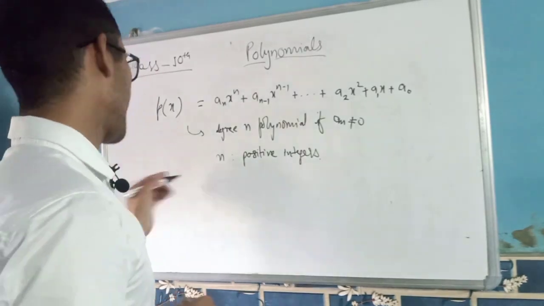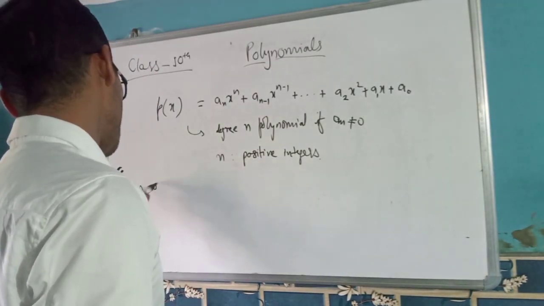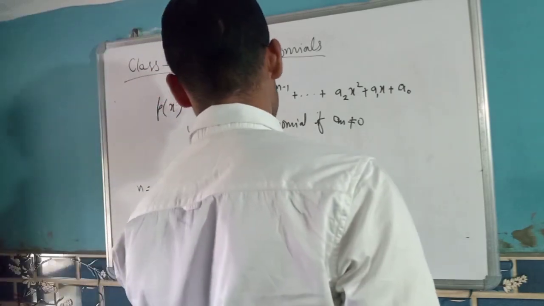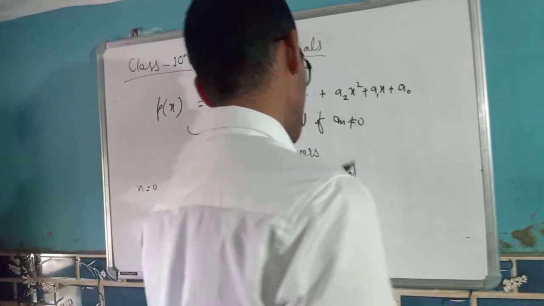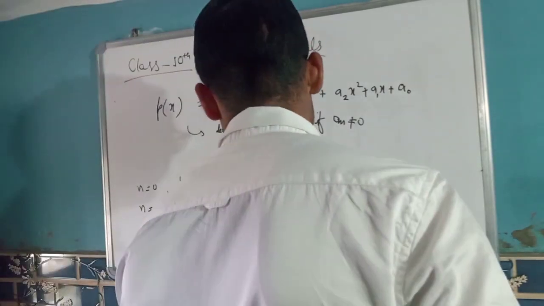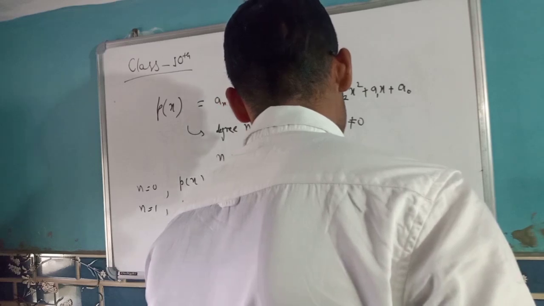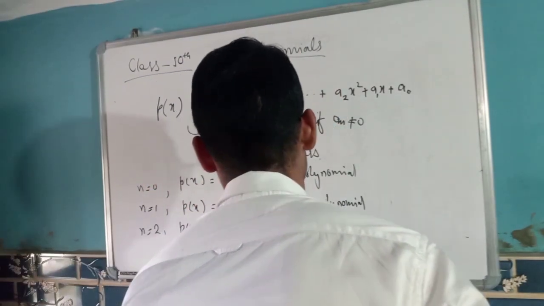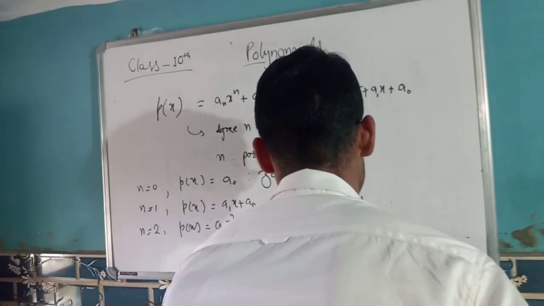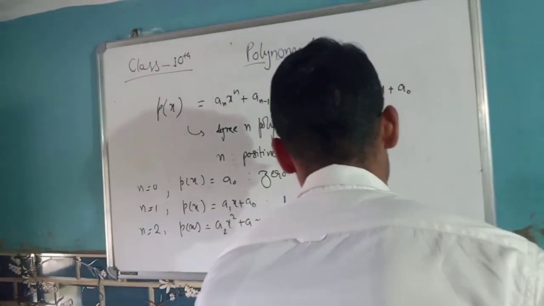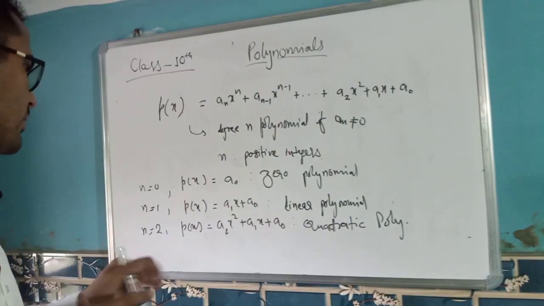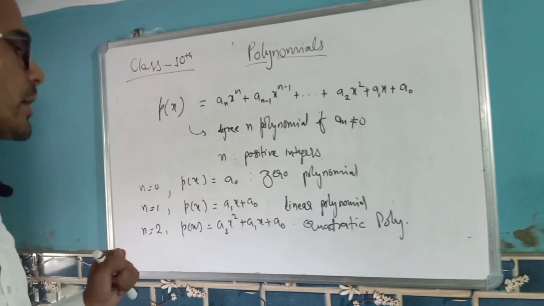Let's say n is equal to 0, what will happen? Then p of x will become only a_0. This is a constant polynomial. a_1 x + a_0 is a linear polynomial. When n equals 2, p(x) will be a_2 x^2 + a_1 x + a_0, so it's a quadratic polynomial. Then a cubic polynomial for degree 3. For degree 2 it's called quadratic, for degree 3 it's called cubic, and so on.